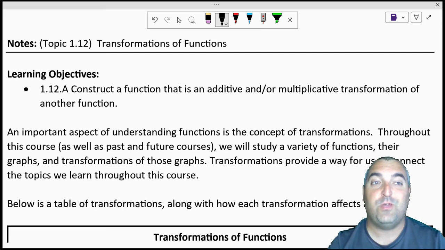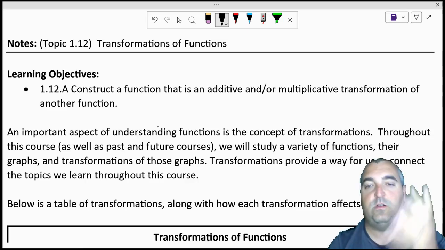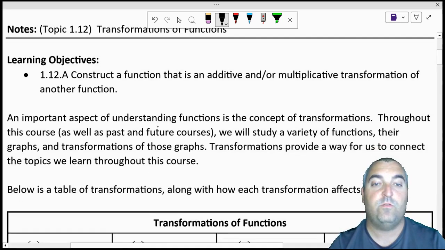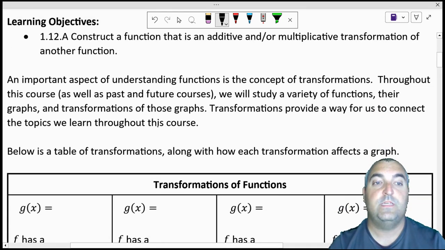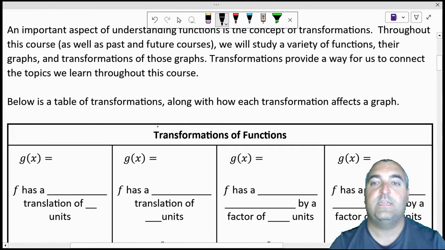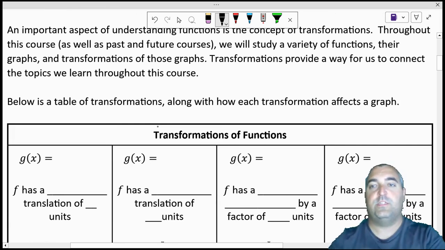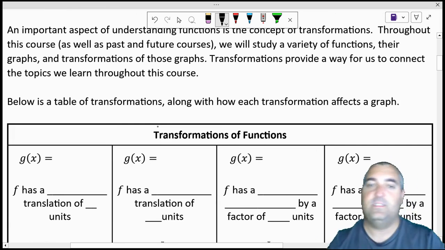We are looking at topic 1.12 today, transformations of functions. This is something you've done in previous courses. You'll also use it in this course. You'll also look at it in future math courses you take. It's a great way of connecting the equation to the graph and parent functions and all of that.